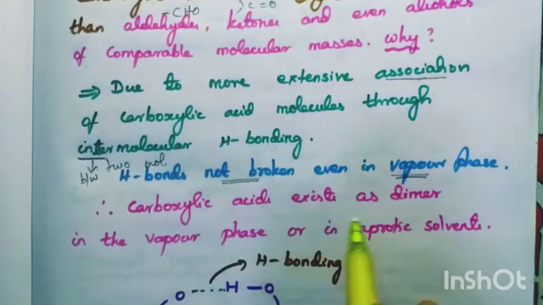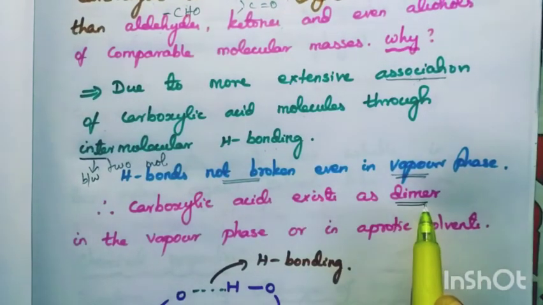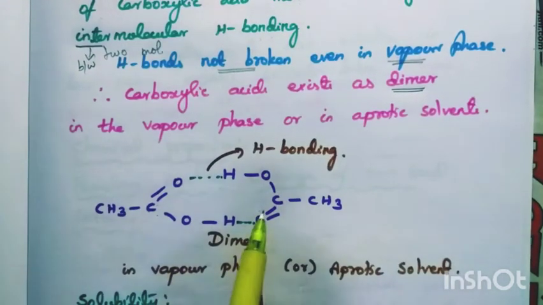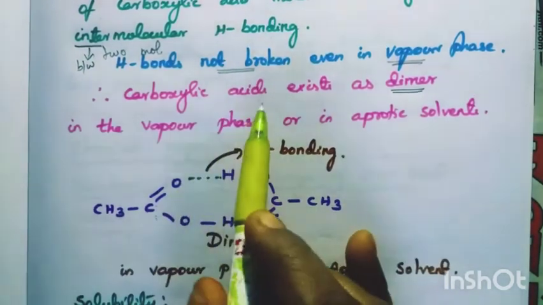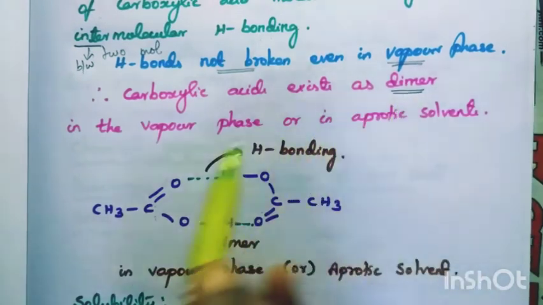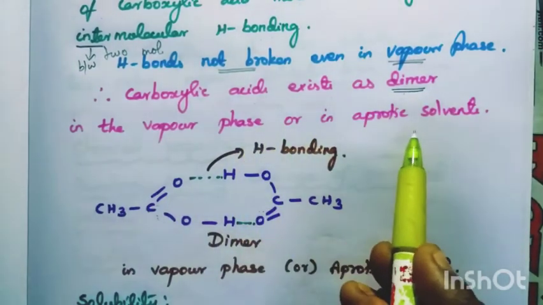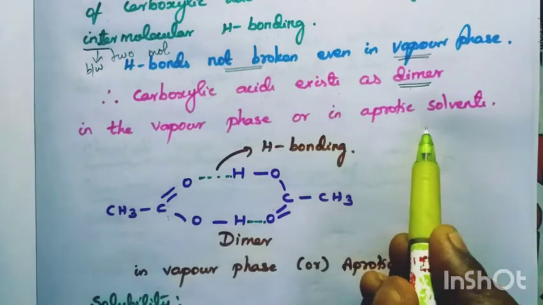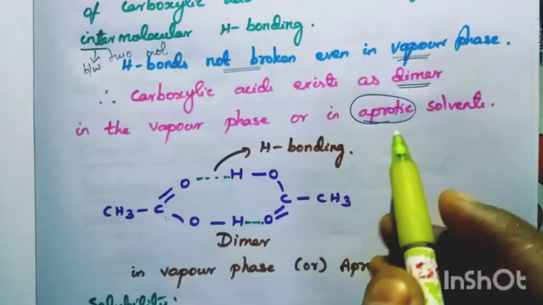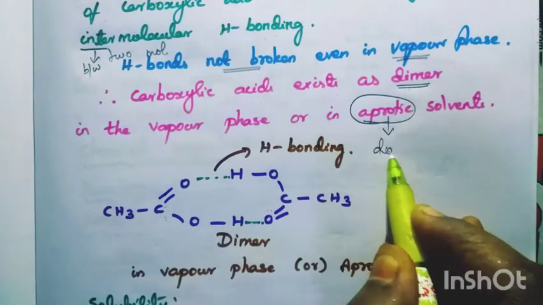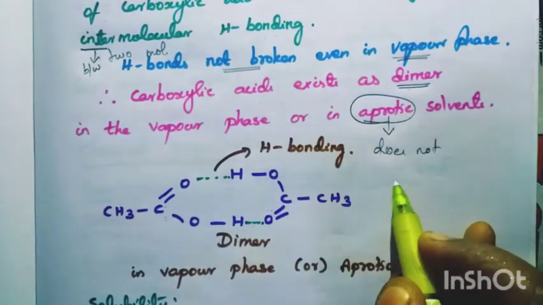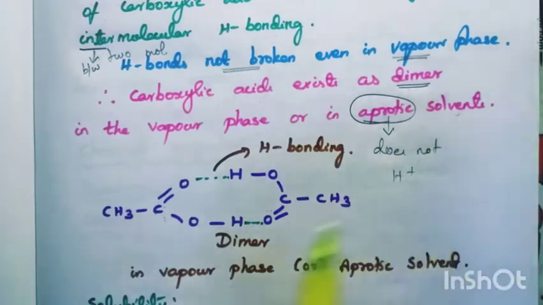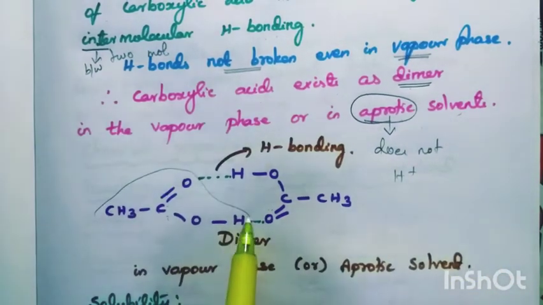Therefore, carboxylic acids exist as a dimer. What is a dimer? See this, it is two carboxylic acids attached to each other. Carboxylic acids exist as a dimer in the vapor phase or in aprotic solvent. Aprotic means a solvent which does not contain H+, and it is called an aprotic solvent.